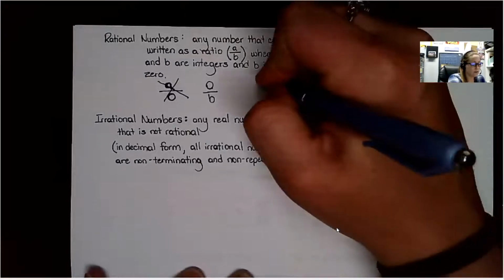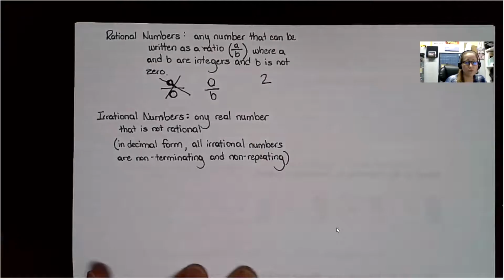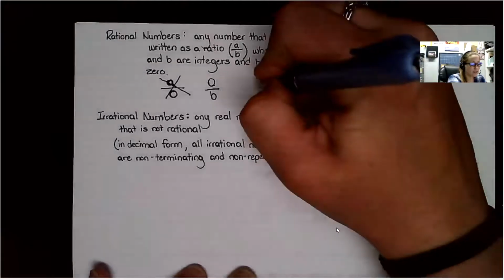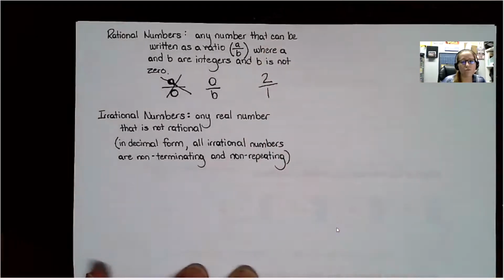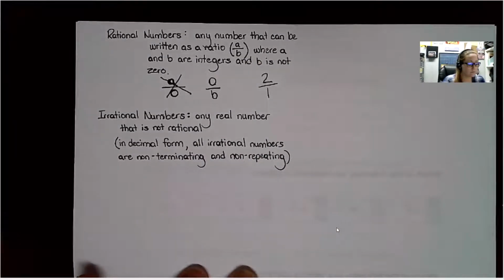You can write whole numbers as rational numbers. You could take a whole number. So we have the whole number 2, and you can write this as a fraction or a ratio between the two and say 2 over 1.